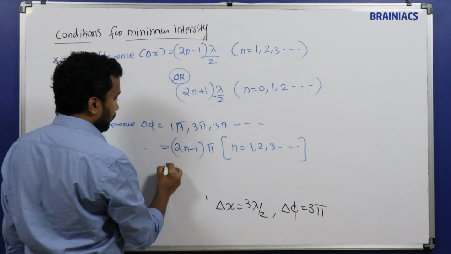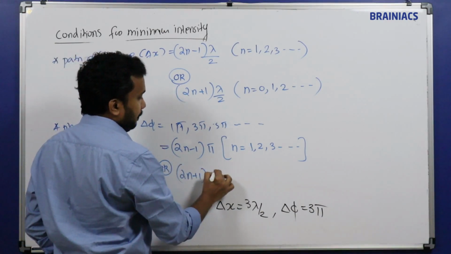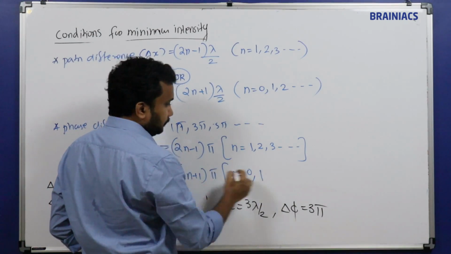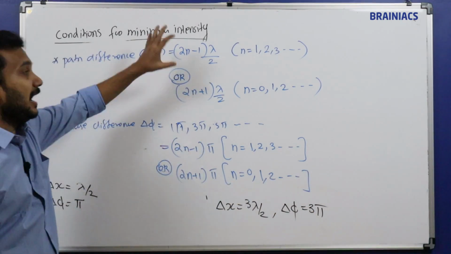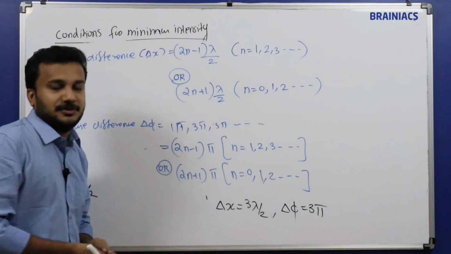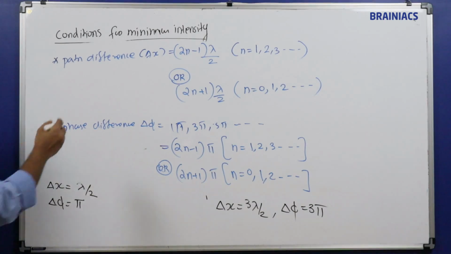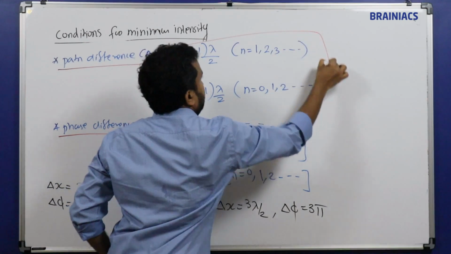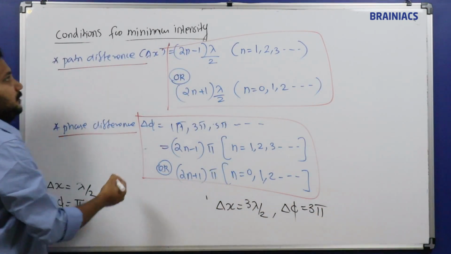This is one formula. Or as I told, you can apply 2n plus 1 into pi. In this case n should start with 0, 1, 2 etc. So you can use whichever formula you want. Normally I am personally using the first one of this and the first one of this. So these are the conditions, and it's very important. This point is very important. These formulas are very important. Any one you can use, not both.